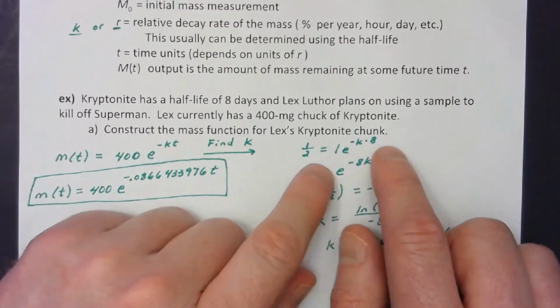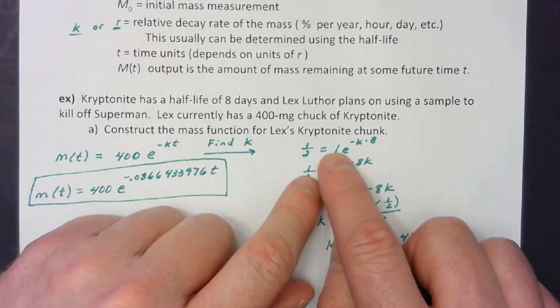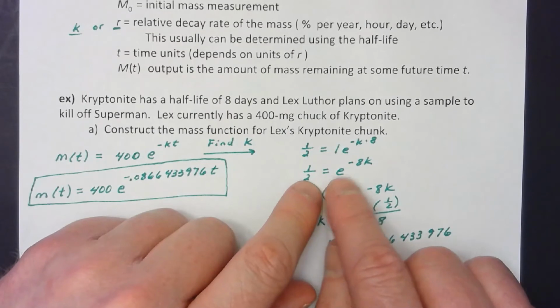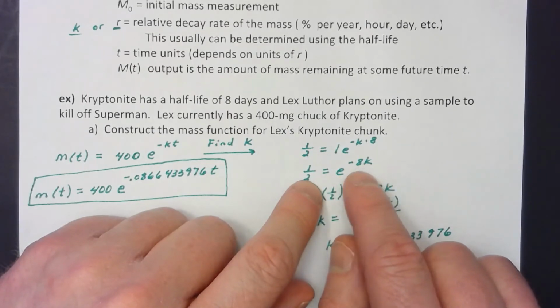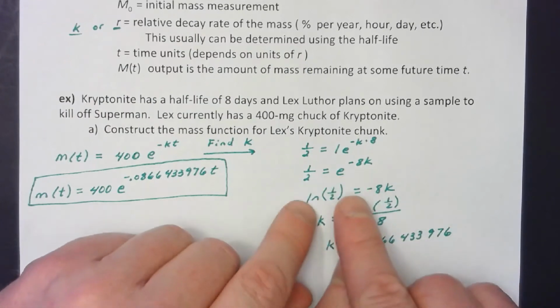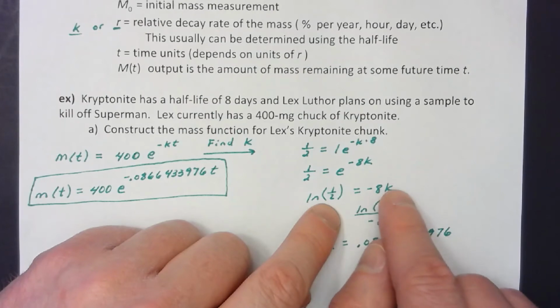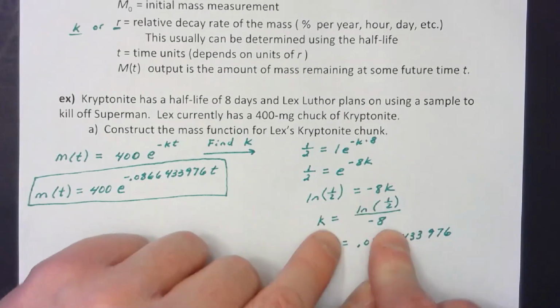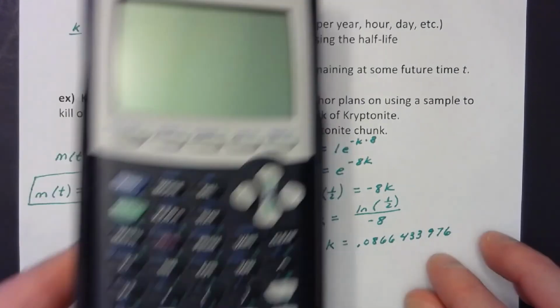Now, I'm using this to solve for k. So I can go in and say, you don't even have to worry about dividing by 1 on each side. You just have 1/2 is equal to e to the negative 8k. And then you can get rid of e by taking the natural log of both sides. And then once I take the natural log, I can solve for k by just dividing by negative 8 on each side. When I took the natural log of 1/2 divided by negative 8, I got my value there.